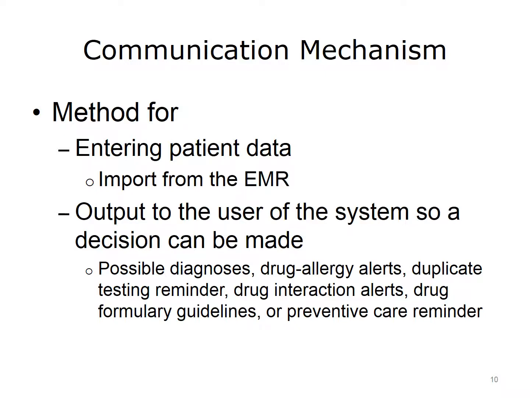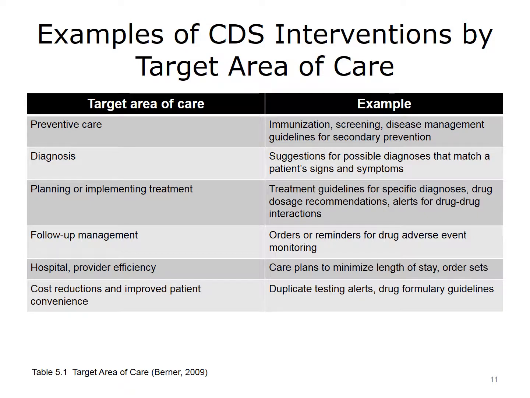One of the five rights in the CDS five rights model is that communication occurs to the right person. That is, consideration of all members of the care team, such as the clinician, patient, parent, or caregiver, nurse. Given the components of a CDSS, what are some expectations of its use? Berner provided examples shown in Table 5.1 of CDS interventions by target area of care.